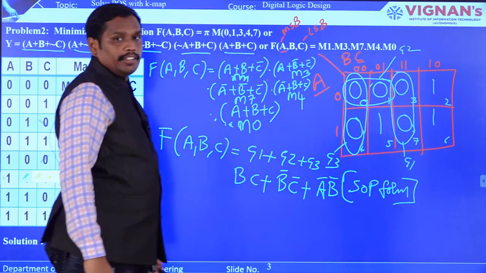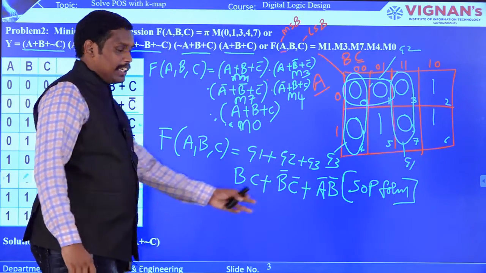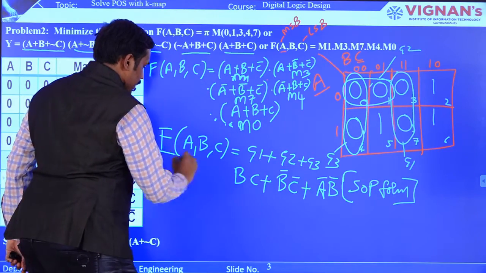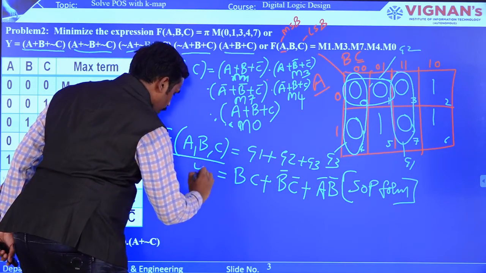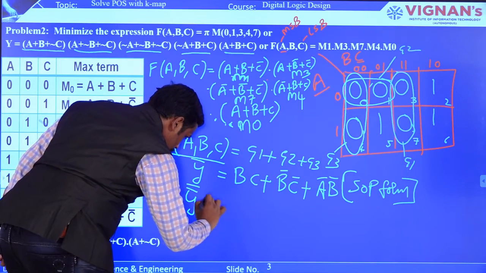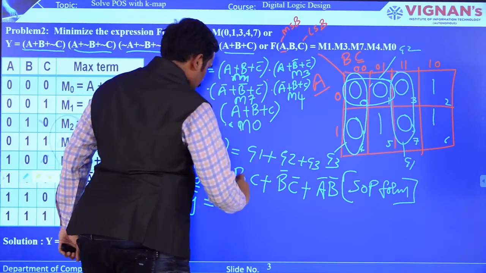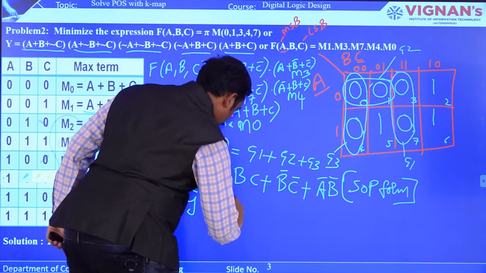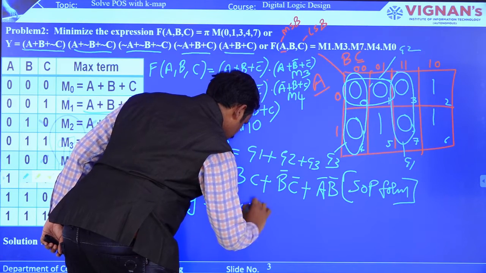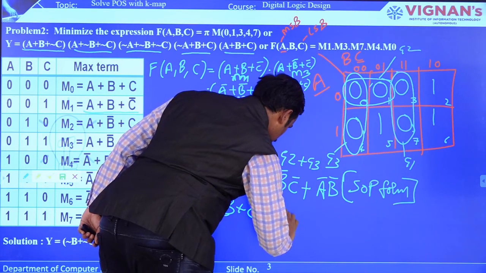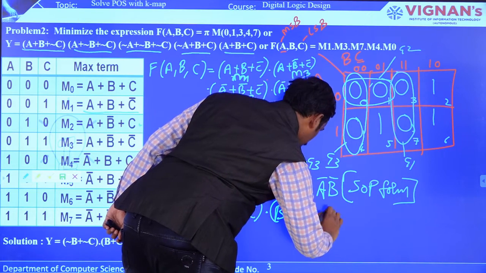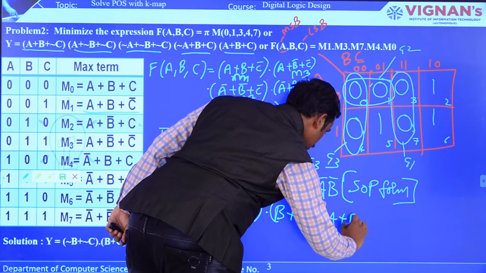And using De Morgan's theorem, you have to solve this SOP form into POS simplified form, right? So this particular thing, we express that in Y bar. So by De Morgan's law, Y the whole bar is, you are going to write the whole expression: B bar plus C, C bar dot B plus C, and then dot A plus B bar.